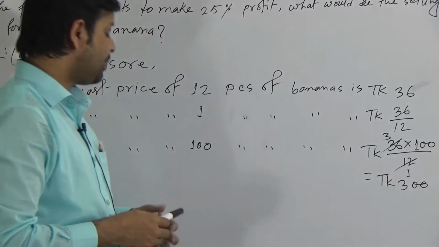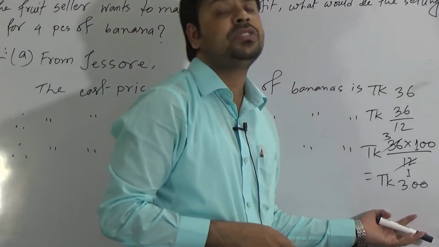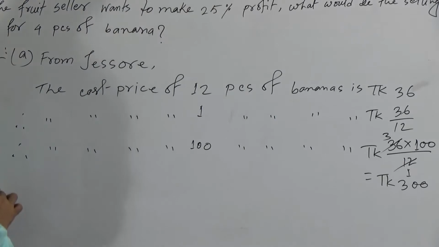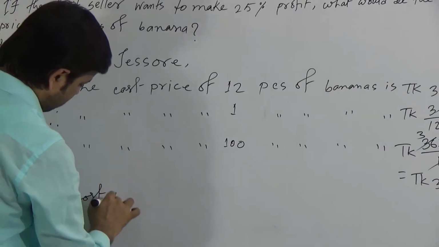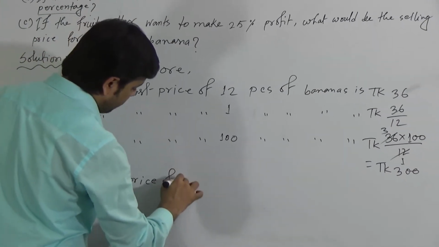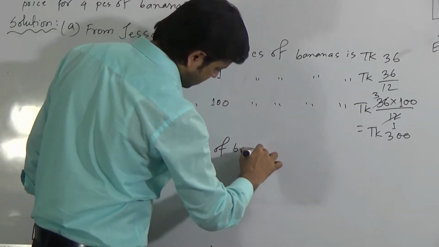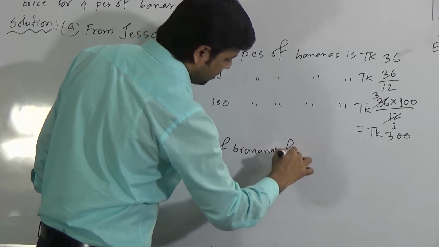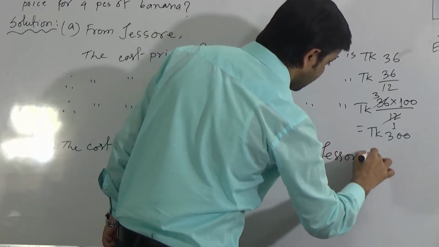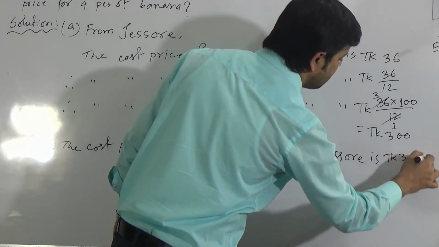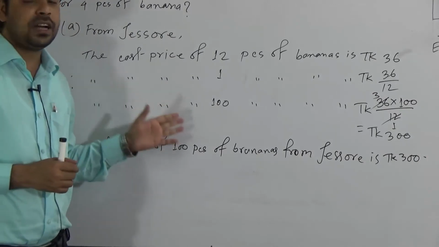So the cost price of 100 pieces of banana from Joshua is Taka 300. So we can write, therefore, the cost price of 100 pieces of bananas from Joshua is Taka 300. So this is our answer for question A. Dear students, this is a very simple question. I hope you have understood this one.